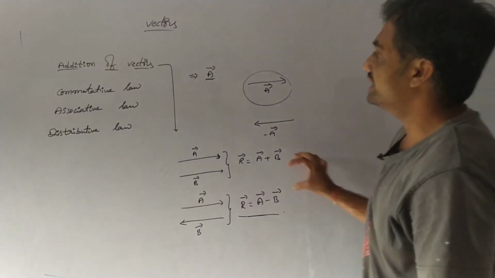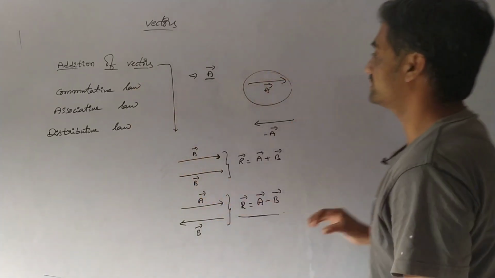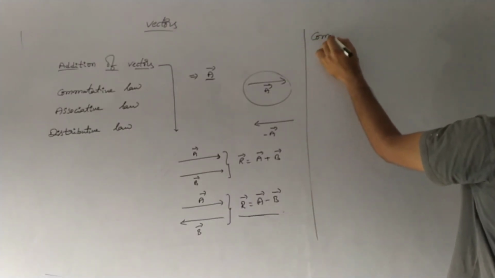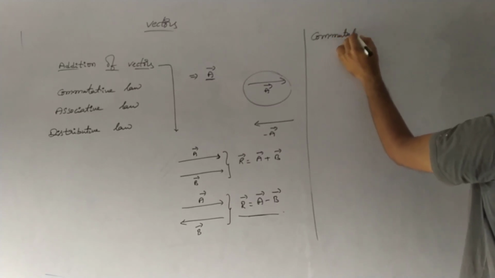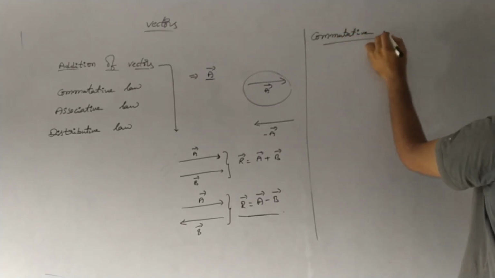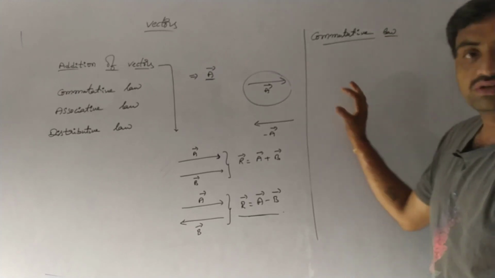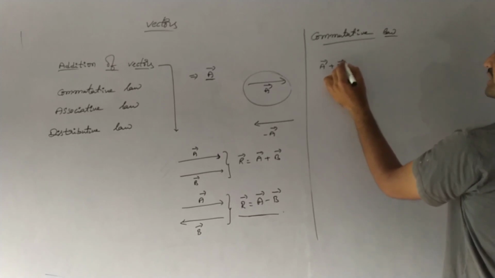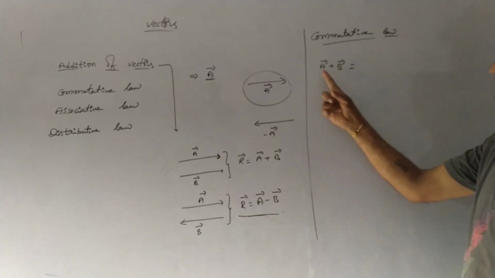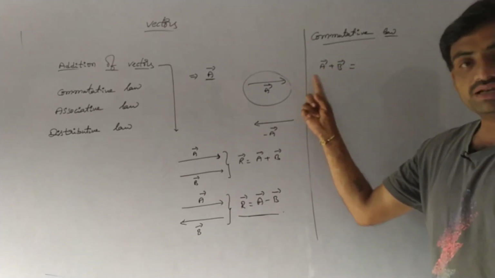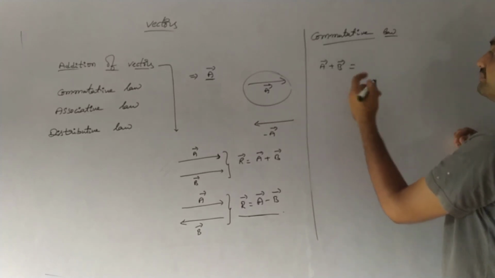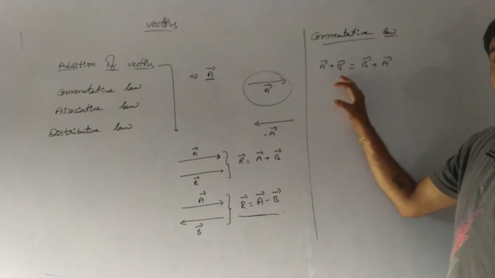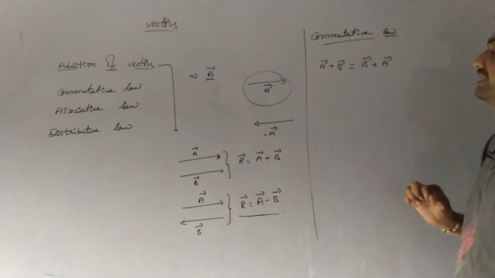Based on this addition of vectors, we are going to see some laws. The first law is the commutative law. According to the commutative law, if we add two vectors in any order, the sum of the two vectors should be the same. Observe that we consider two vectors, A bar and B bar. Then A bar plus B bar equals B bar plus A bar. If this condition is obeyed, we can say that the commutative law is obeyed.